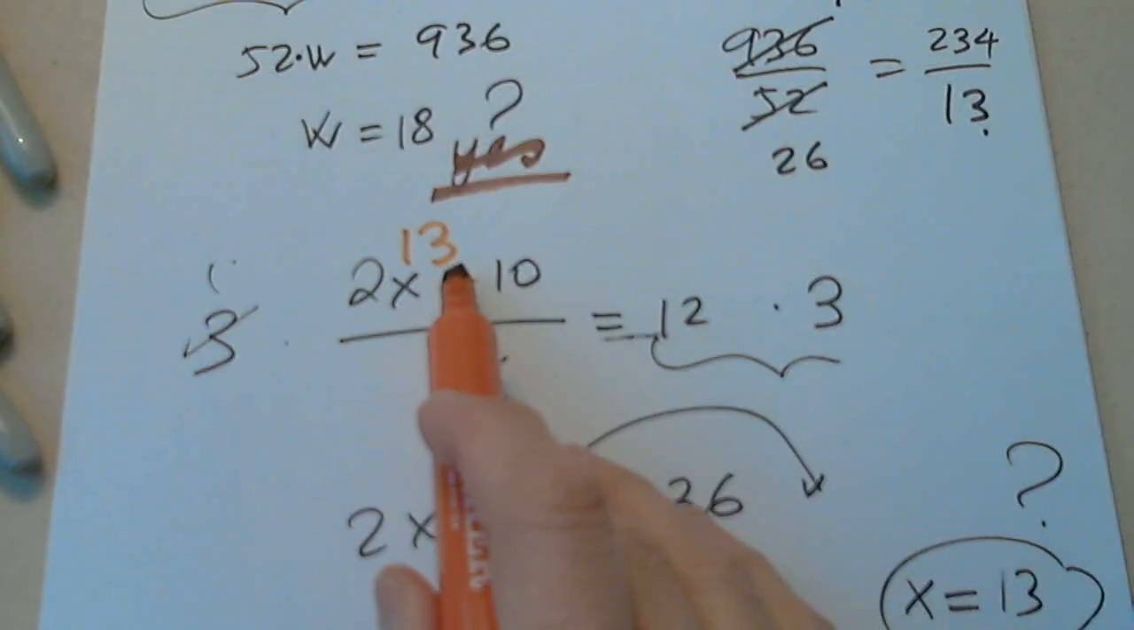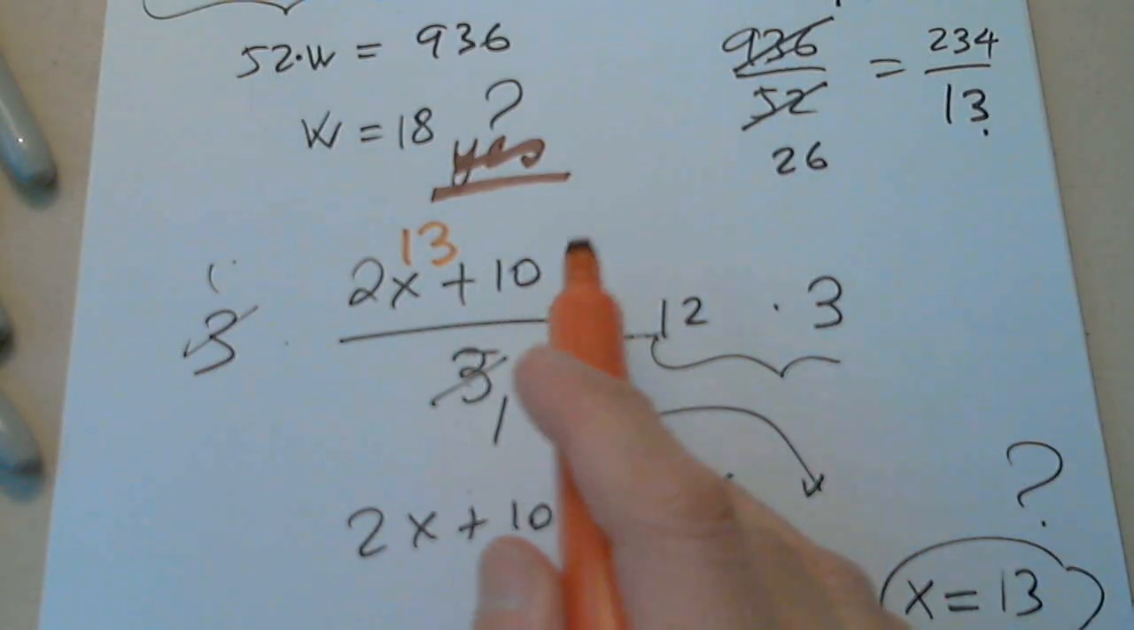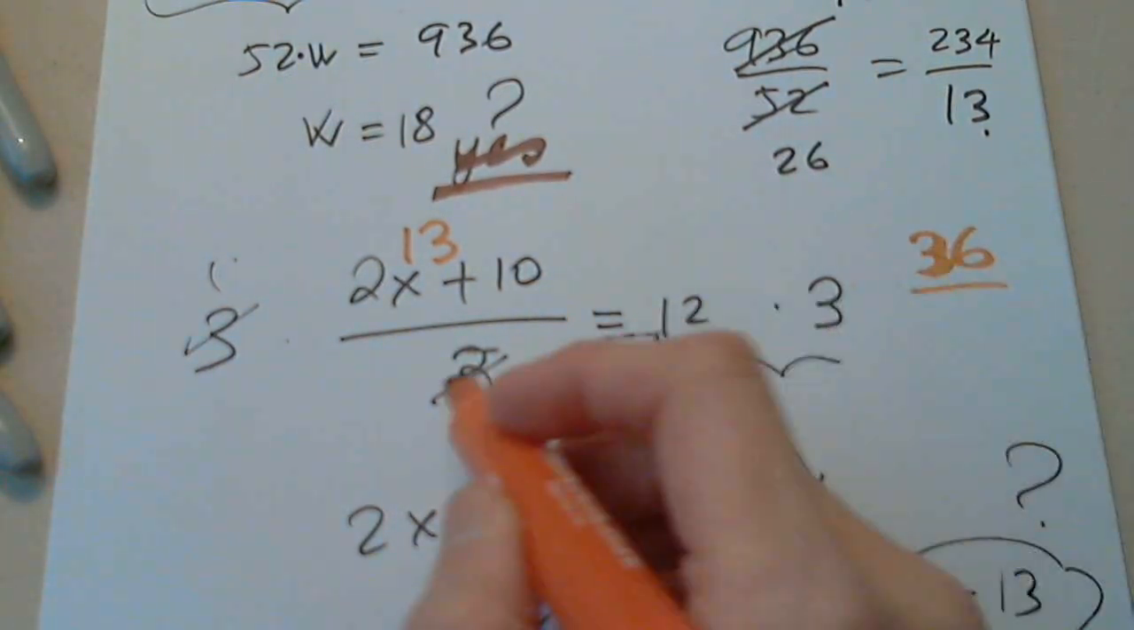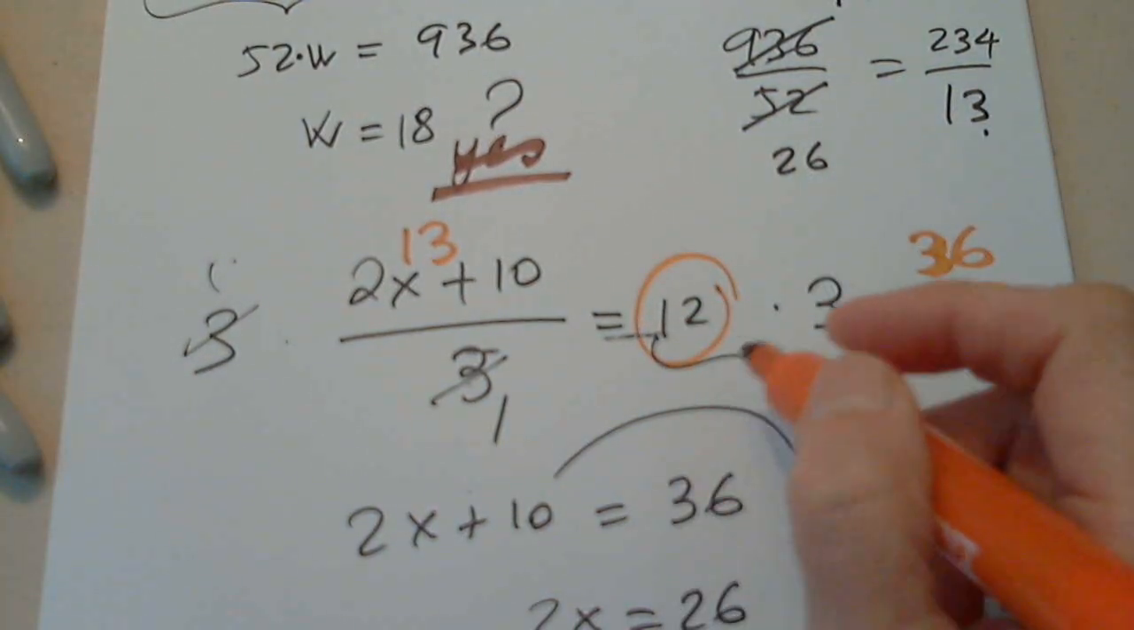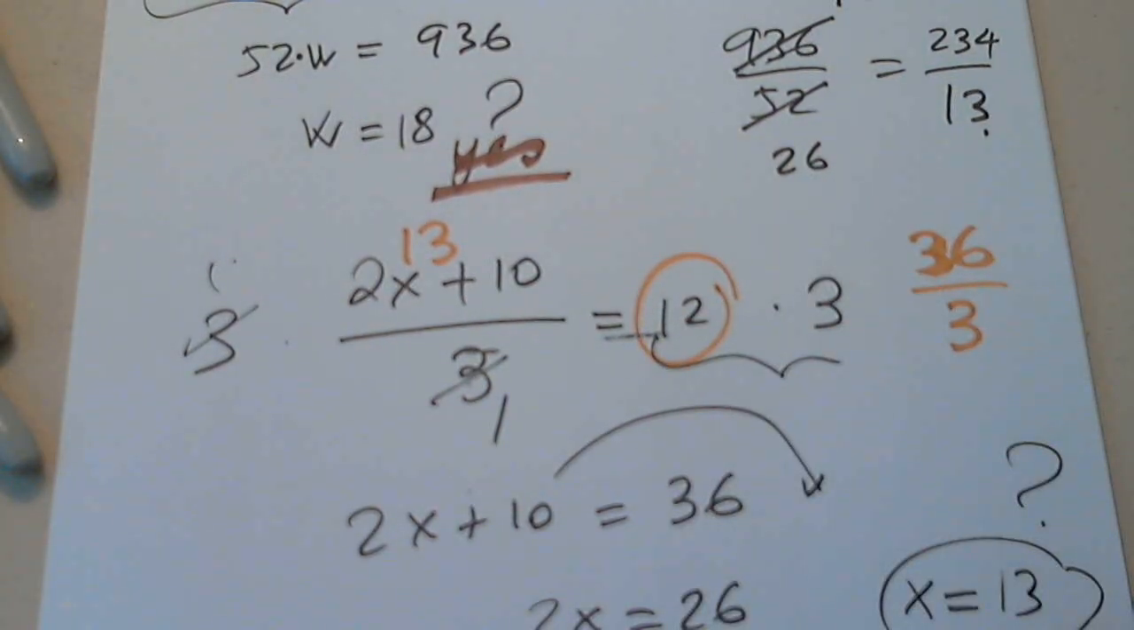2 times 13 is 26. 26 plus 10 is 36. When I divide 36 by 3, if I do not get 12, then I'll say absolutely not, but I do get 12, so I'll say absolutely yes. So once you get the hang of these equations, you will always consider them the easiest of the easiest.